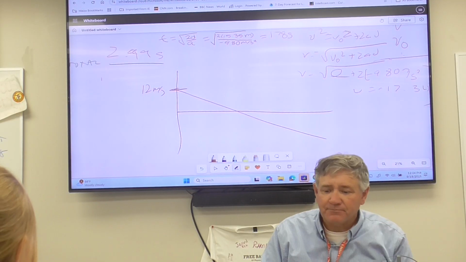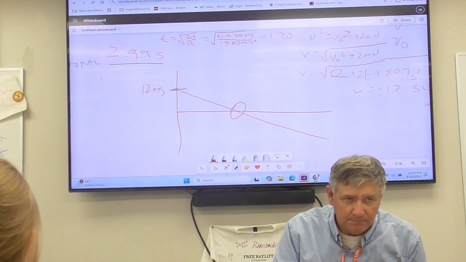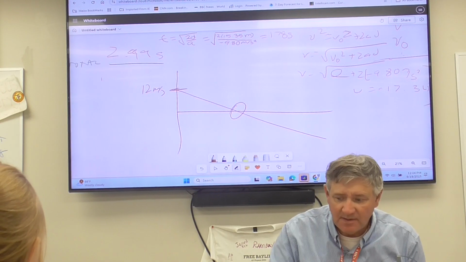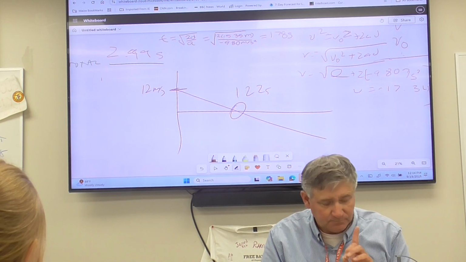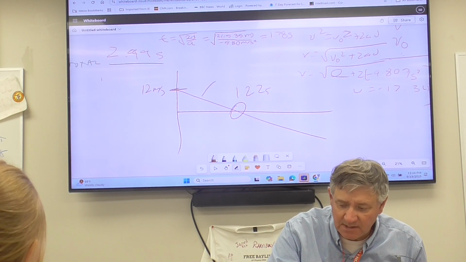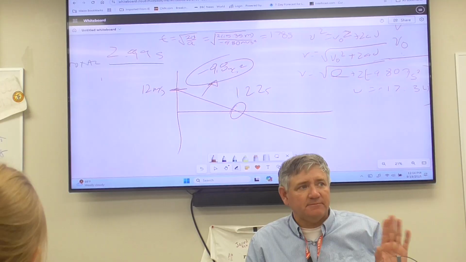Okay, bad. So, at this point, where is the ball? Maximum height. And that's going to take 1.22 seconds. Okay? Cool. What's the slope of this line going to be? Negative 9.8 meters per second squared. Nice. Great. Okay?